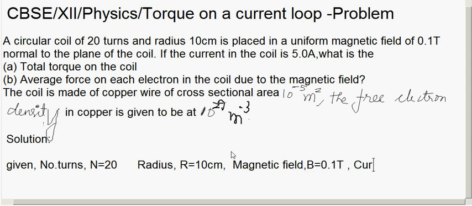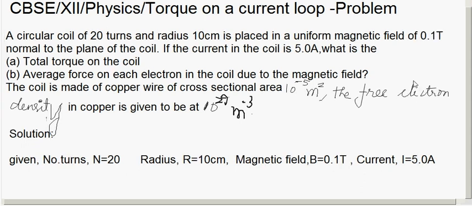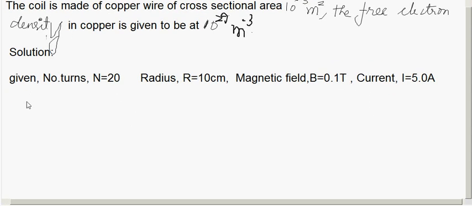Also we are given the current in the coil, 5 amperes. What is the torque on the coil? Now first we will find out the torque on the coil. Torque on the coil, we have the equation as torque is equal to NIBA sin theta.